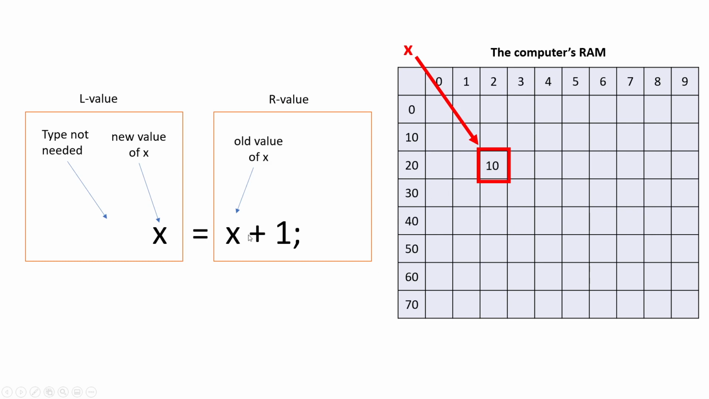So here I've got 10 plus 1, that equals 11, and then that's going to be the new value of x. So I'm storing the new value, 11, into the same location that I previously had the value 10. So the 10 gets wiped over, and an 11 gets stored in its place. So notice that x still refers to exactly the same location in memory, but what has been stored in that location has changed now.